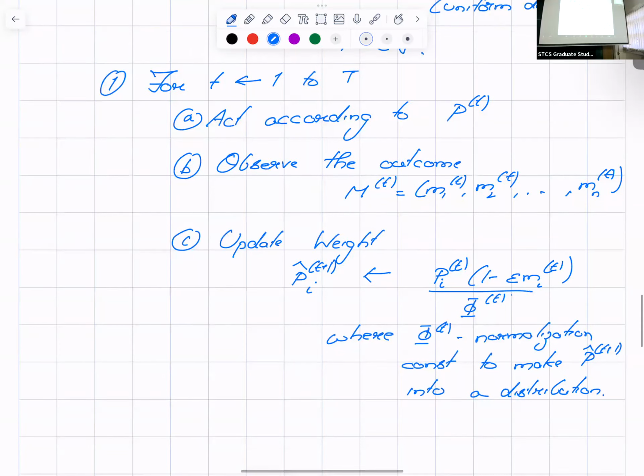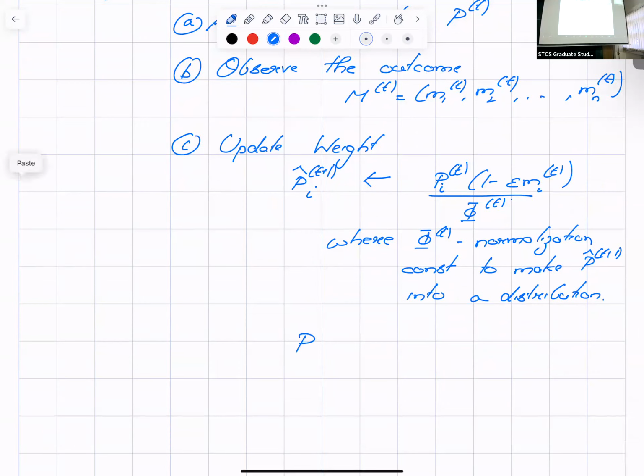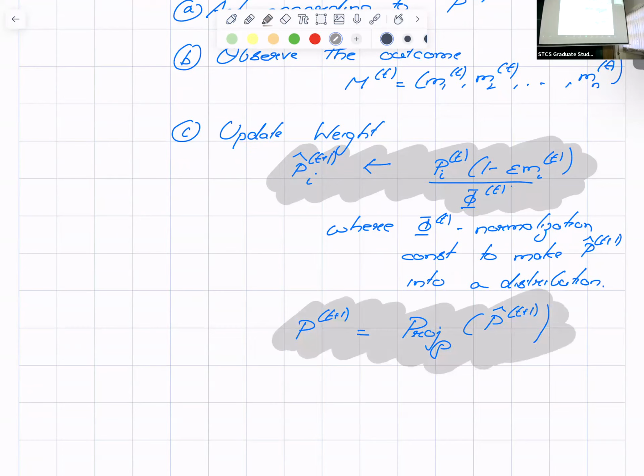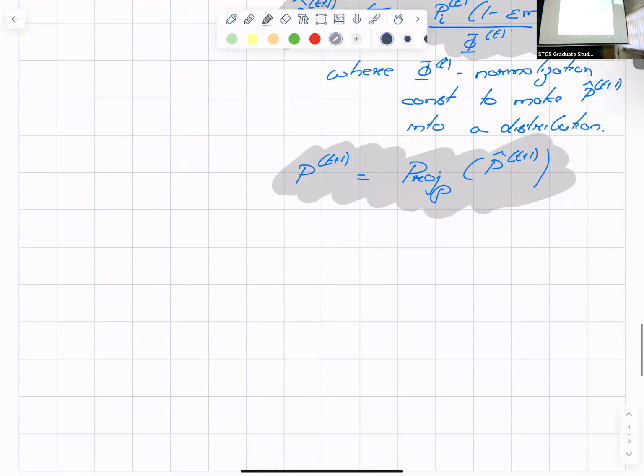Okay. But then this is not P. P of T plus 1 is going to be the projection of P hat T plus 1. And that's the probability you will use in the next round. So the key difference is, nothing's changing over here. This is exactly as before. This is the key change. Okay. So let's analyze.